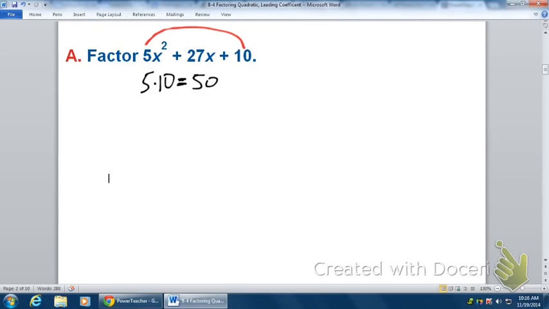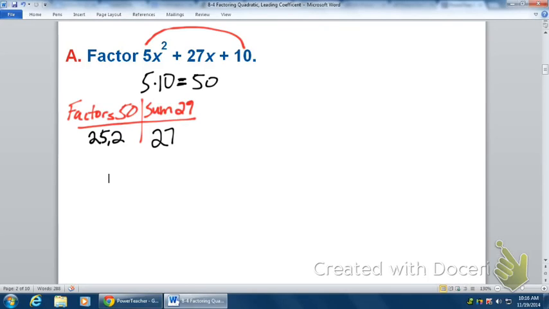Now, we need factors of that number we just found. So we need factors of 50 that add up to be what? 47. So you go ahead and try the one that's 25. Let's just try the no-brainer one. 25 times 2 gives me 50, and if you add those together, you get 27. So there's my bingo.